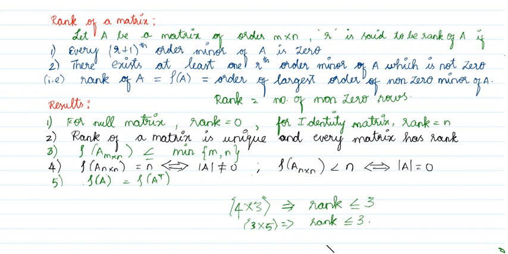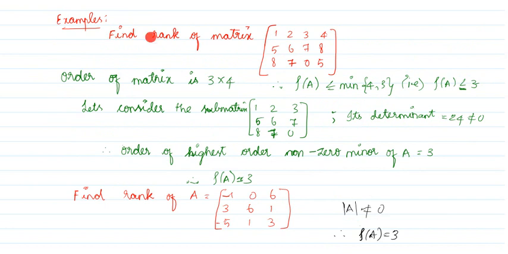And similarly, if the determinant is equal to 0, that is, if it is a singular matrix, then definitely its rank cannot be equal to 3. It cannot be equal to the order, it should definitely be less than n. Okay, and the rank of a matrix is equal to the rank of its transpose. We'll see some examples.